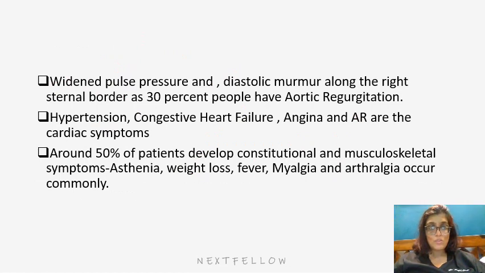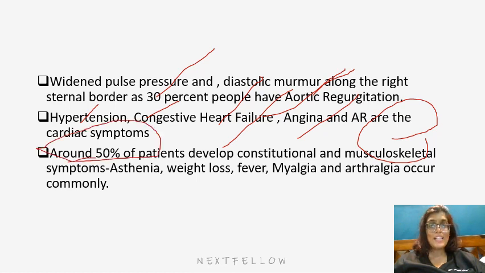There can be widened pulse pressure and a diastolic murmur along the right sternal border, as 30% of the people, as I described in the previous slide, have aortic regurgitation. There might be hypertension. Patients can present with congestive cardiac failure, angina, and aortic regurgitation as the cardiac symptoms. Around 50% of patients develop constitutional and musculoskeletal symptoms like asthenia, weight loss, fever, myalgia, and arthralgia, which occur commonly.